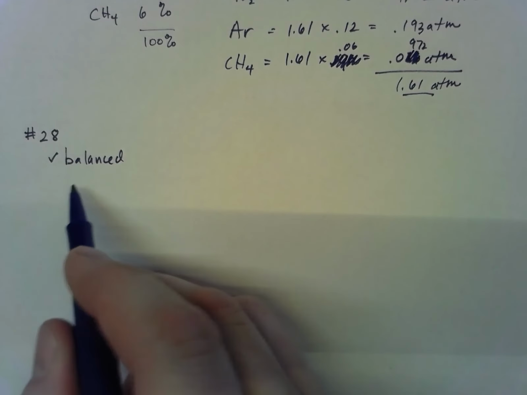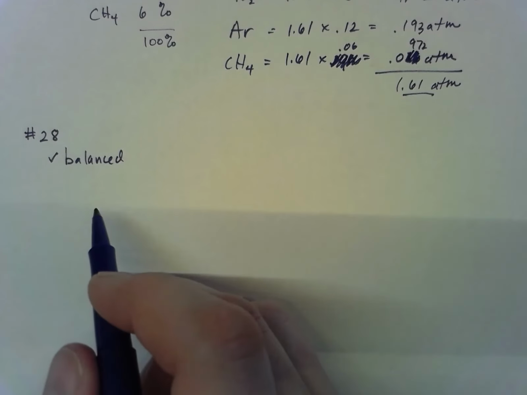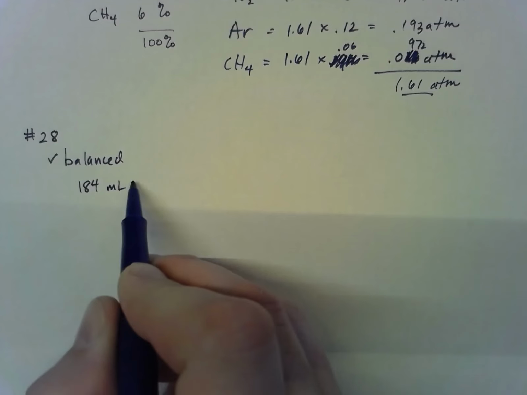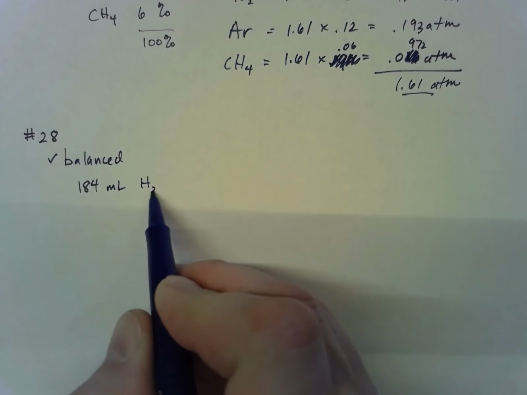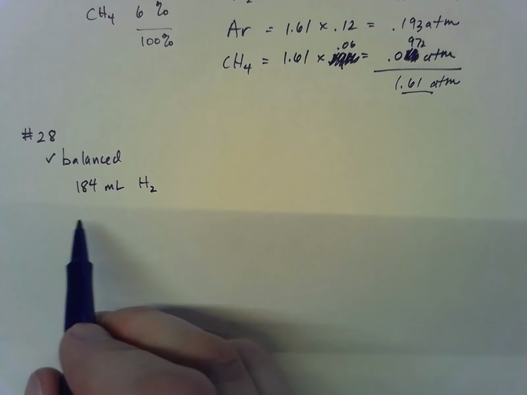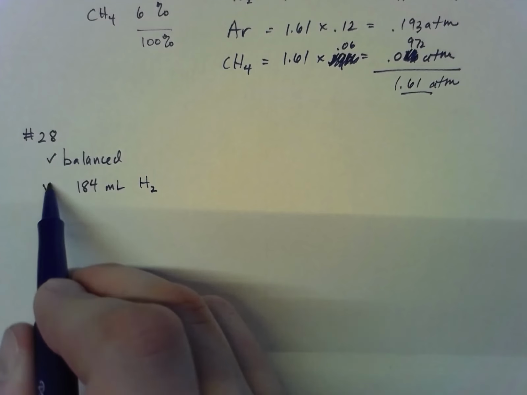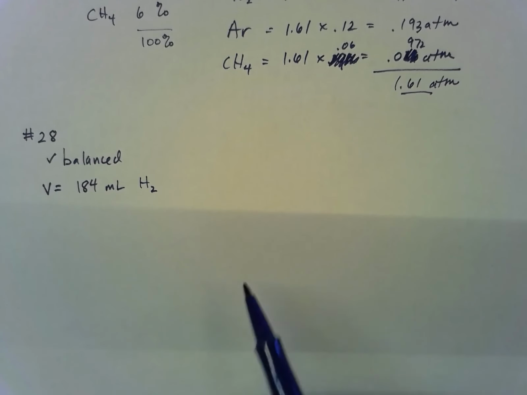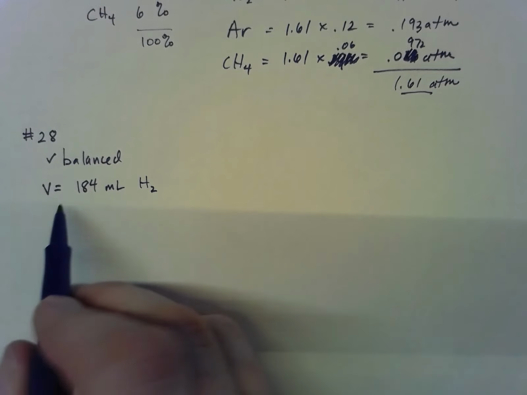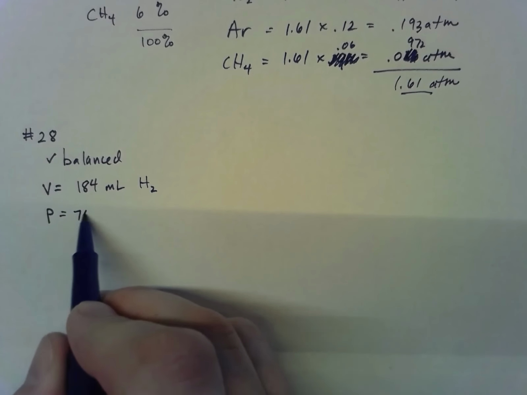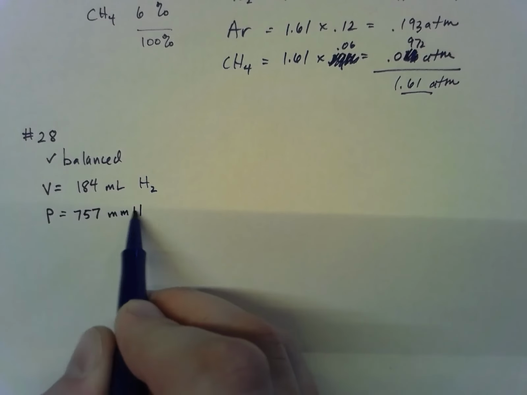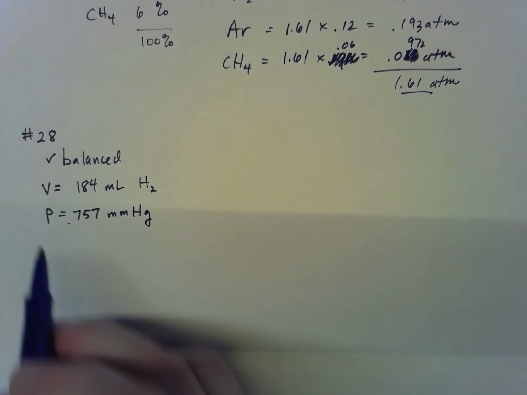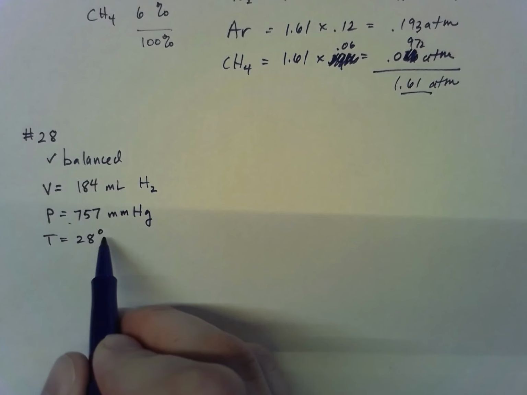So we always want to define our variables and record the pertinent information. All right, so 184 milliliters of H2 is collected. So that's a V, that's a volume. We don't know whether it's in the right units or whether we're going to have to adjust it, but we know it's a volume. Now we've got pressure. It's equal to 757 millimeters Hg. Again, we don't know if that's going to be the right unit or not. And temperature is equal to 28 degrees C.